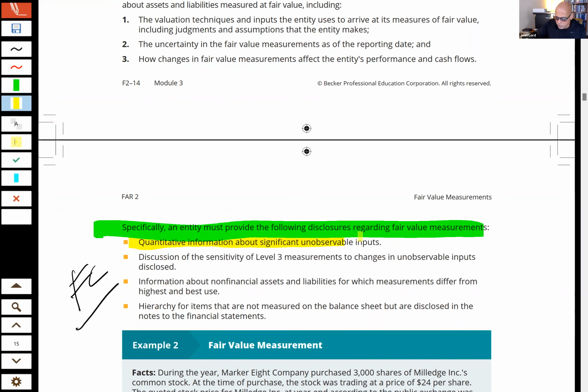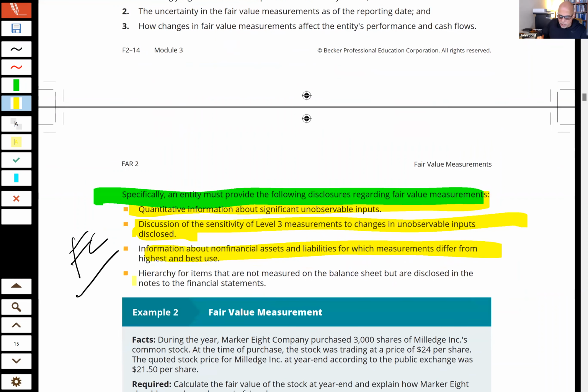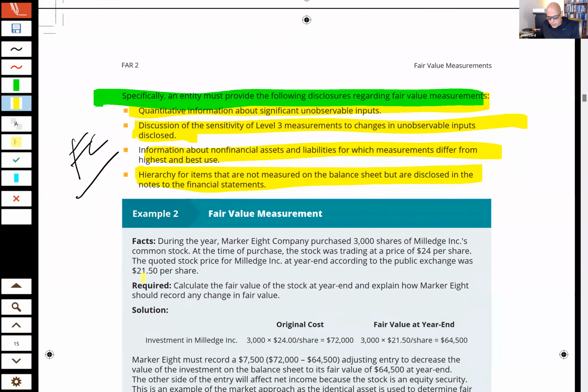So quantitative information about unobservable inputs, obviously you're using level 3. Discussion of sensitivity of level 3, information about non-financial assets and liabilities, and how they may differ from their highest and best use, and the hierarchy for items that are not measured on the balance sheet but are disclosed in the notes to the financial statements. Sometimes they just ask us for fair value disclosure. Okay, good. Flashcard that.